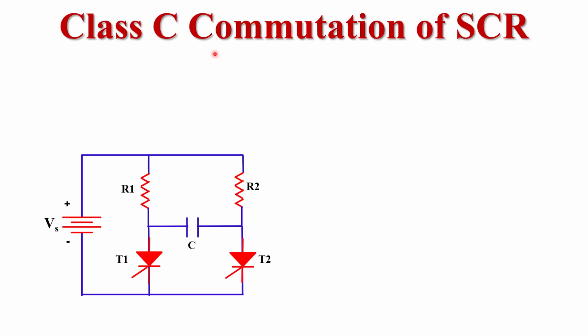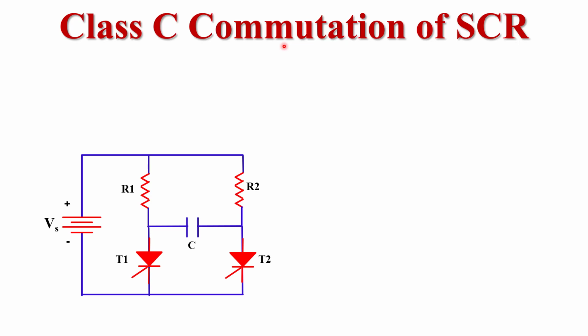Before I discuss Class C Commutation of SCR, we must know what we mean by commutation. Commutation is basically the process of turning off a device. In terms of SCR, the turning off process of SCR is known as SCR commutation. There are basically two types of commutation technique. First is natural commutation and second is forced commutation. Class C commutation comes under the category of forced commutation.